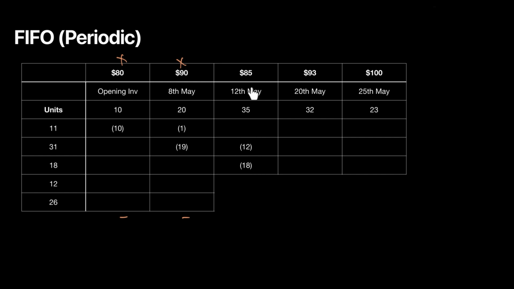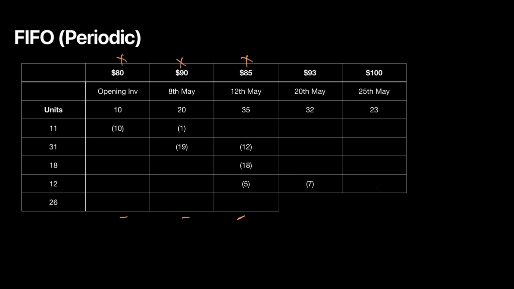So I can sell 5 units from 12th May. So what I'll do is I'll first sell 5 units from 12th May. We will make this 0. This stock has been completed. And the remainder 7 will be sold from 20th May. All right, so this goes from here.